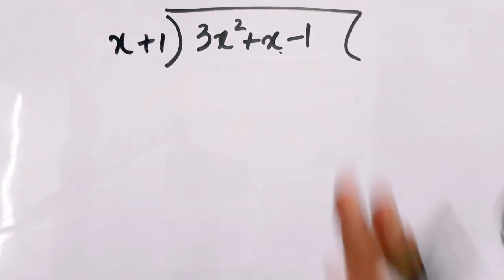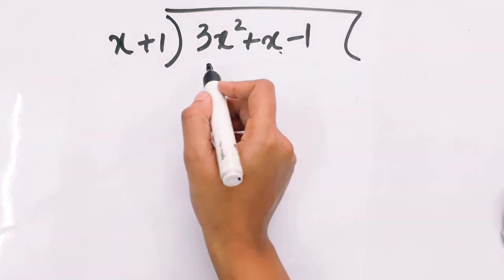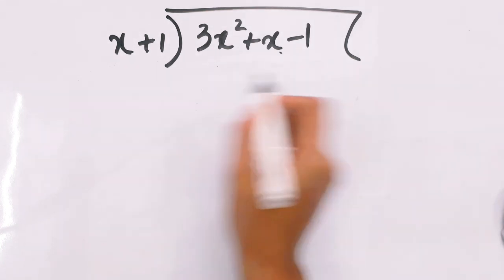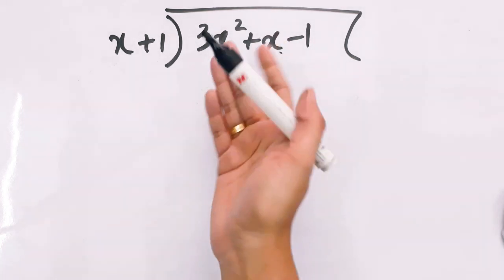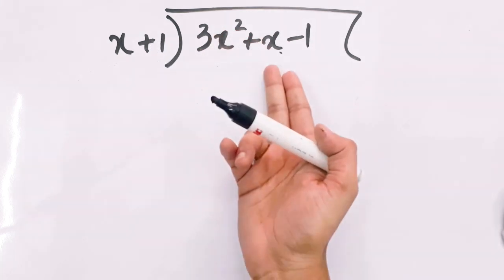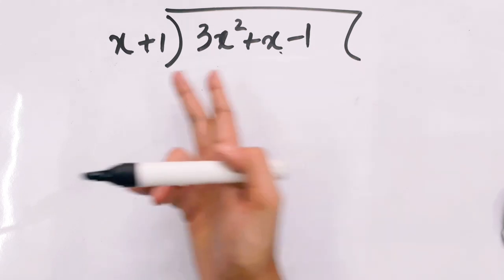Whenever you divide any polynomial with any polynomial, the very first step is to check that the degree of each term here is in descending order. Here it is already in descending order: the degree of this term is 2, of this term is 1, and of this term is 0. So 2, 1, 0. This one is correct.